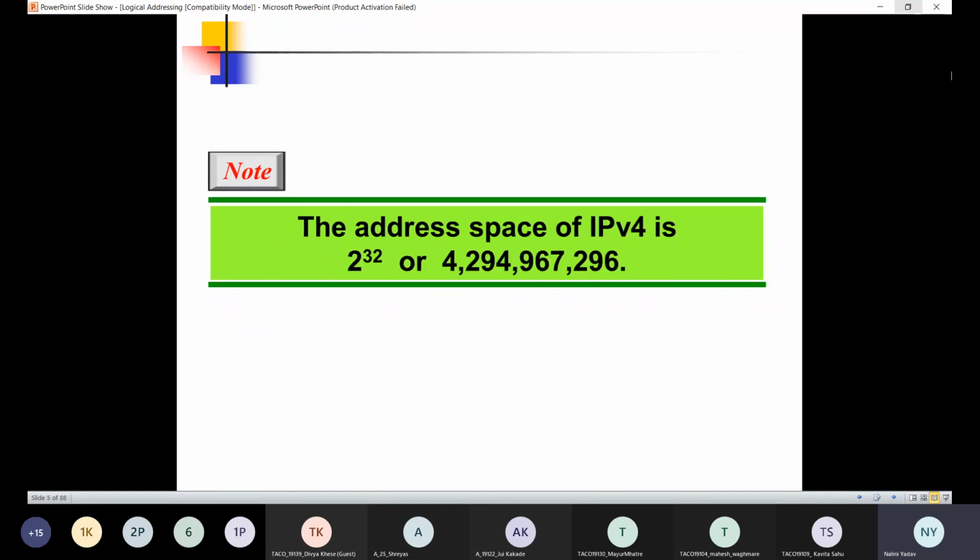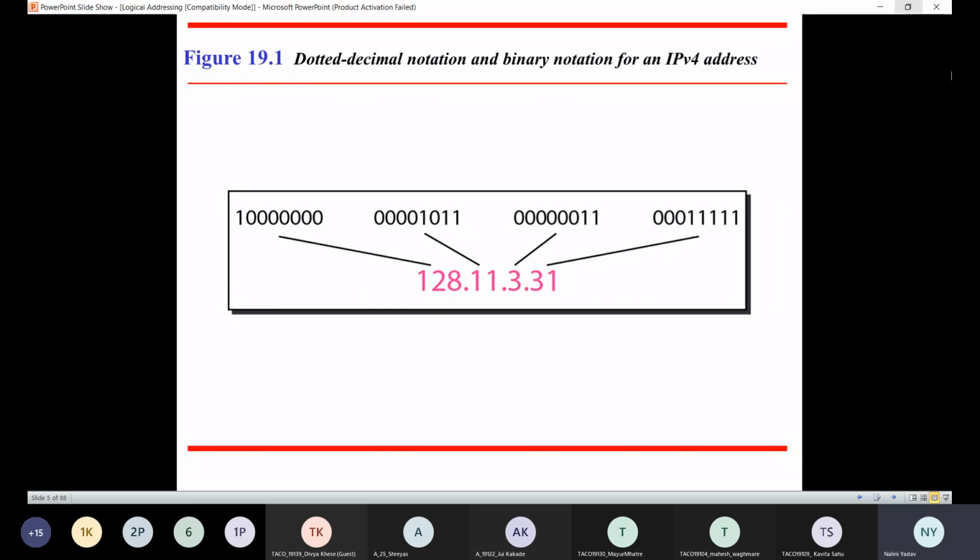So the total address space for IPv4 addressing is 2 raised to 32, right? This is a huge number, 4294967296. This many IP addresses are available universally. These are the total number of IP addresses available from the given address space. The address space is 2 raised to 32. It's that huge for IPv4 addresses.